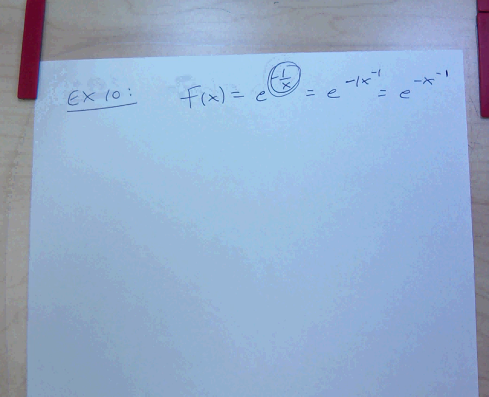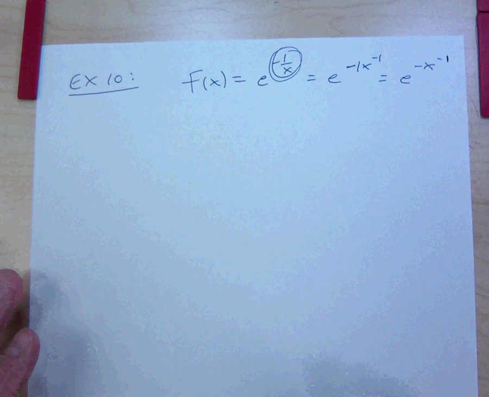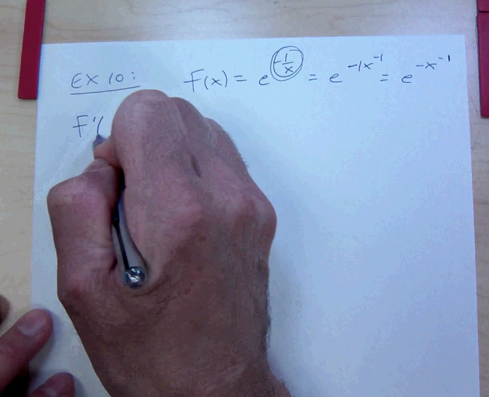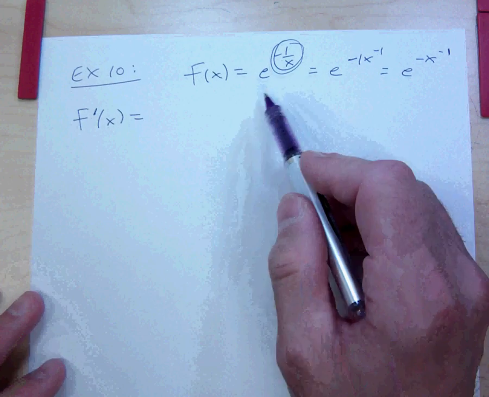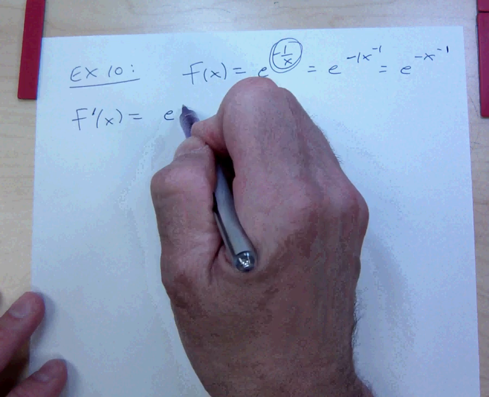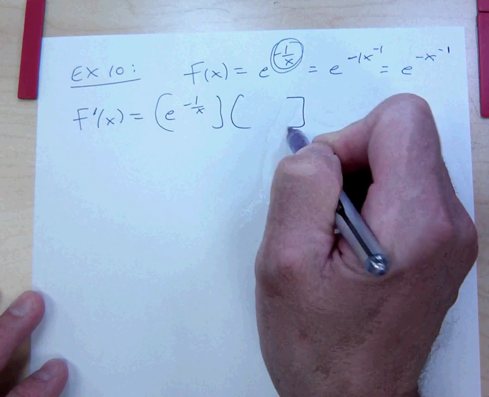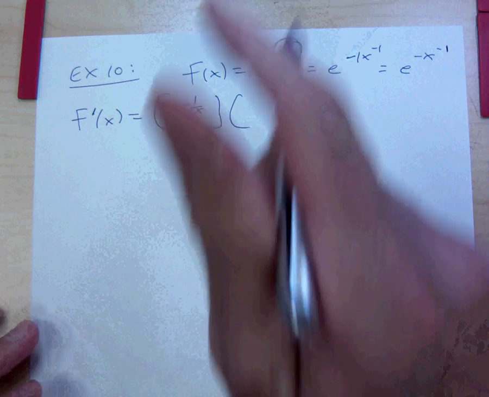Okay, and so at this point, I'm going to go ahead and take the derivative. So here it goes. You start by taking the derivative of the outside. So the derivative of something in the form e to the u is just e to the u, and now times the derivative of u. In other words, times the derivative of the inside.